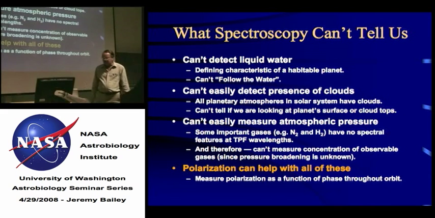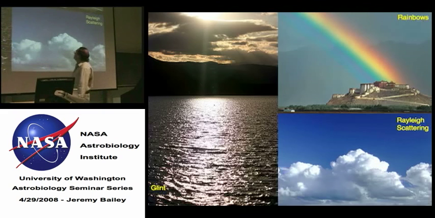And polarization can help us to do all of these things. The measurement we want to make is polarization as a function of phase through the orbit. So the features we're going to use to get information out of planetary atmospheres are the three that are illustrated here. They're all very familiar phenomena on Earth.